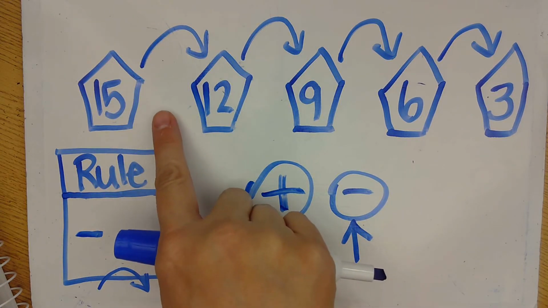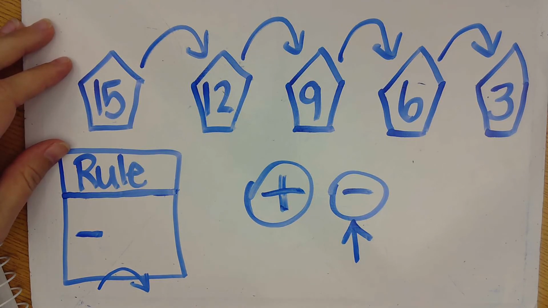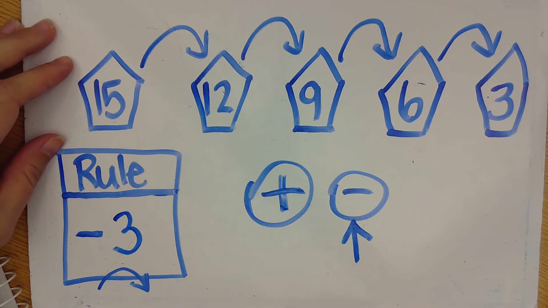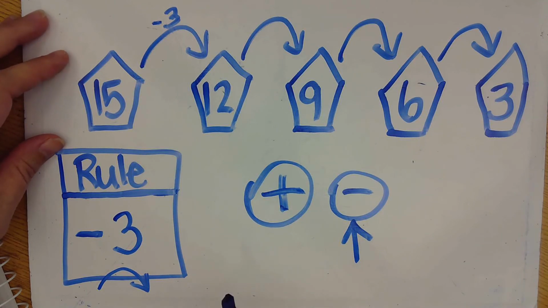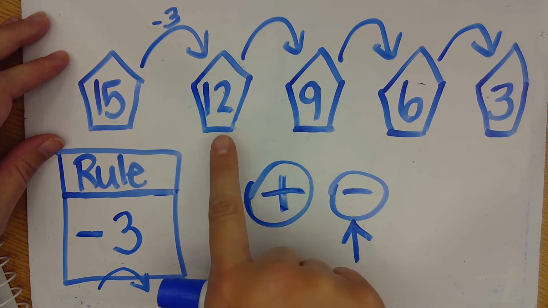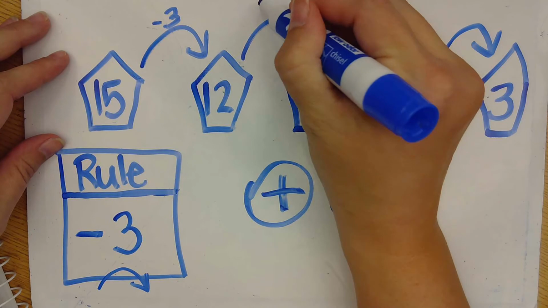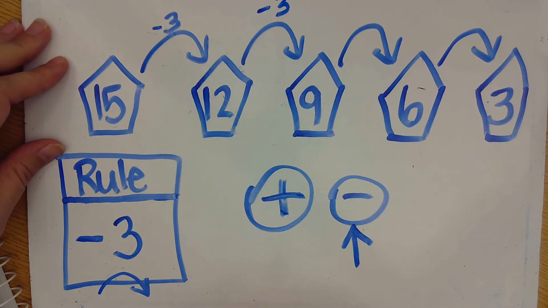15 take away what number equals 12? Did you say 15 minus 3 equals 12? That's correct. So every time I see this arrow, I'm going to subtract 3. Just to make sure, let's make sure minus 3 works with the next two frames. Is 12 take away 3 9? It sure is, so the rule works.